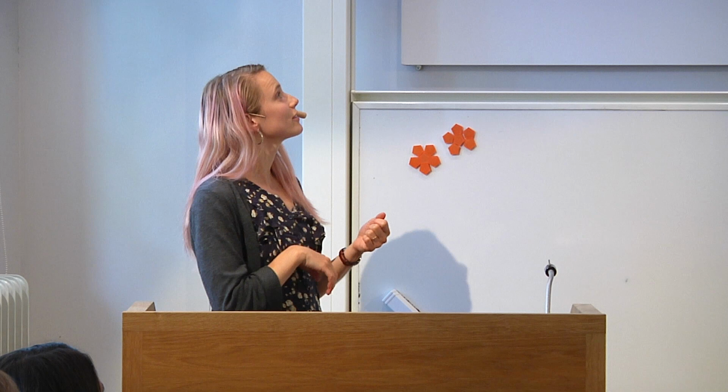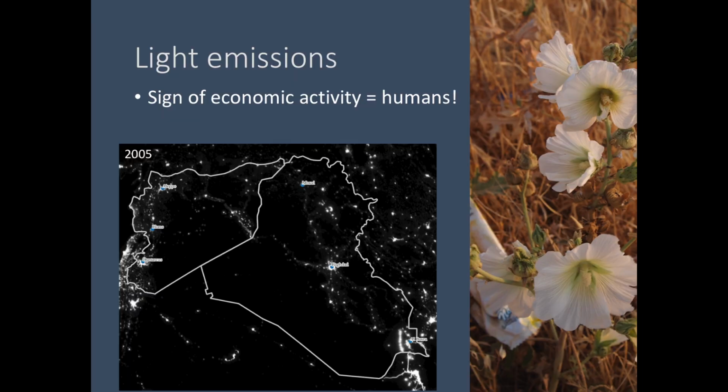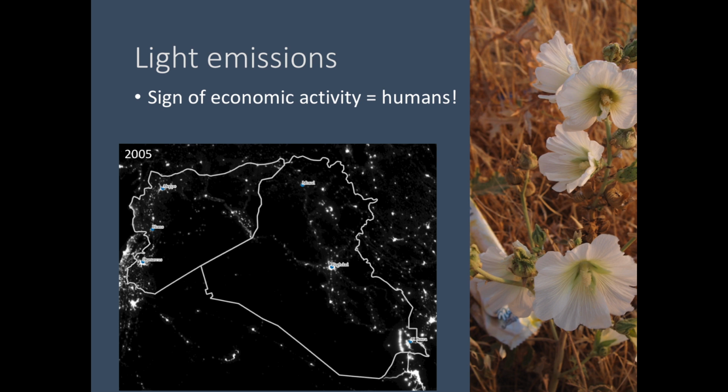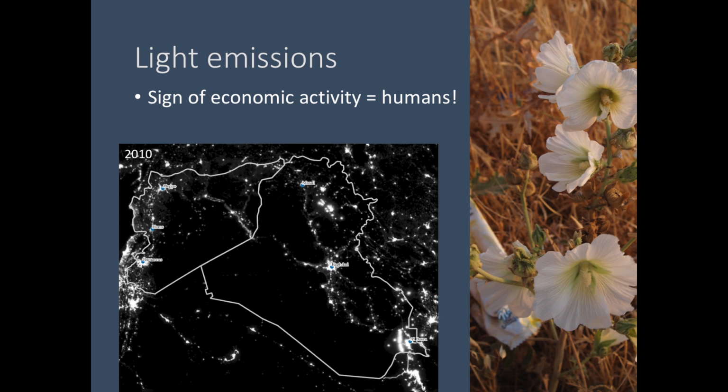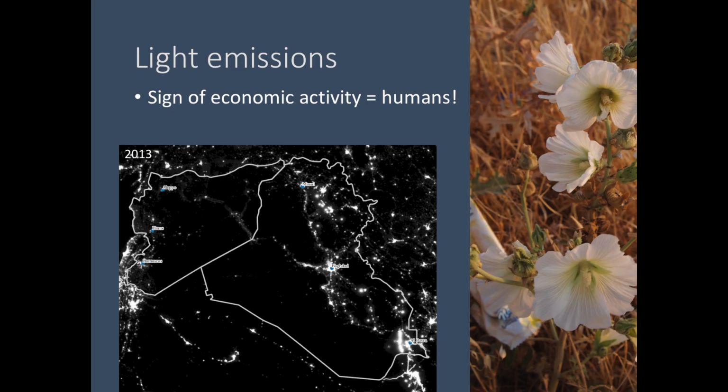So I also wanted to show you a bit about light emissions, because I think it's really interesting, although it's only something that I've looked at briefly. It's used a lot as a sign of economic activity, and that's where you have humans again. So this is Syria and Iraq in 2005, 2010, and then 2013. And you can see that Syria is lighting up in 2010 and then fading in 2013.